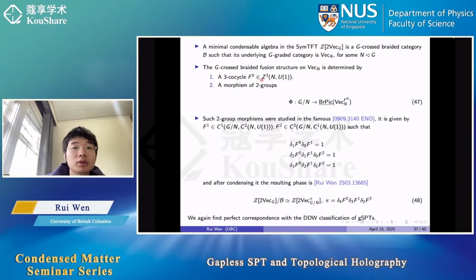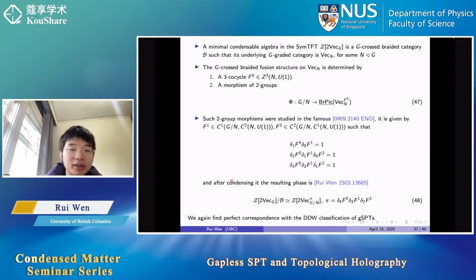We have a 3-cocycle, because we want it to be fusion, so we need a 3-cocycle of N, which I call F0, and we have a morphism of 2-groups from G/N to the Brauer-Picard 2-group of Vec_N, of this fusion category. Such 2-group morphisms were studied in the famous ENO paper in their appendix. So it is exactly given by F1 and F2 such that these 3 equations are satisfied.